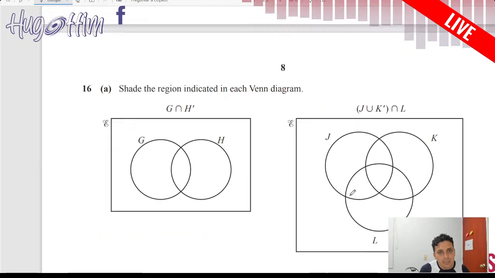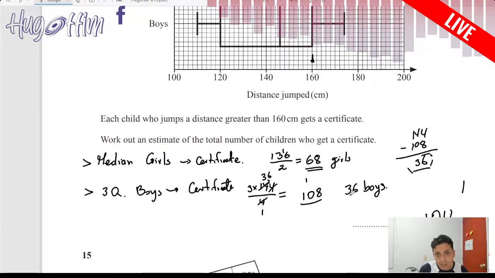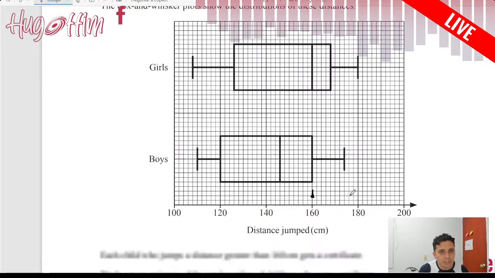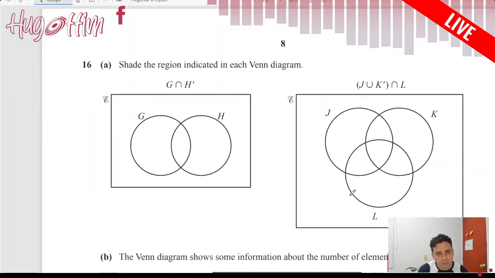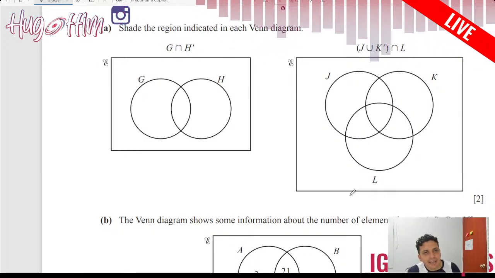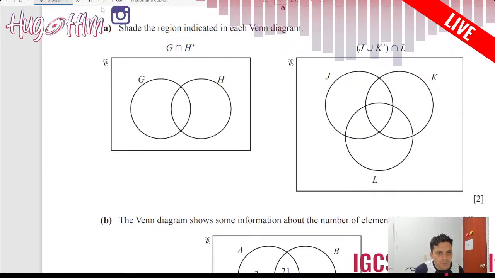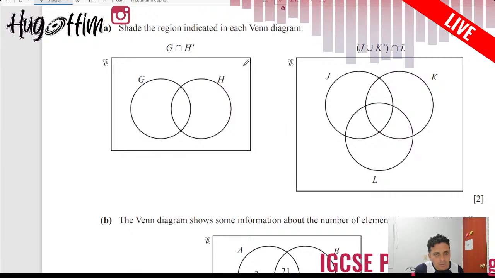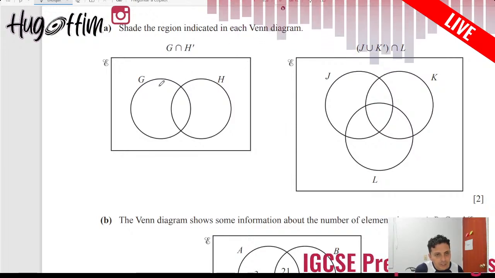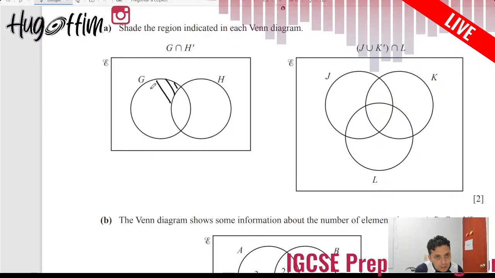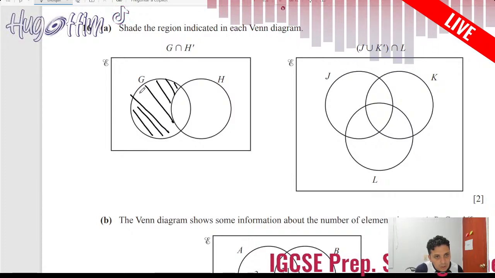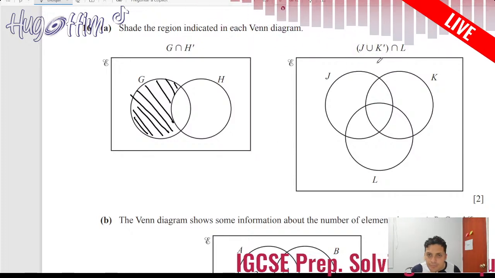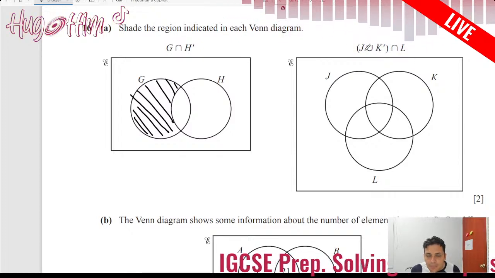Next, this is geometry, and box and whiskers plots is the thing. Shade the region indicated in each Venn diagram. So G intersection not H is going to be this one, because this is G with the part that has no H. Here, J union K prime. J union K prime. So not J.